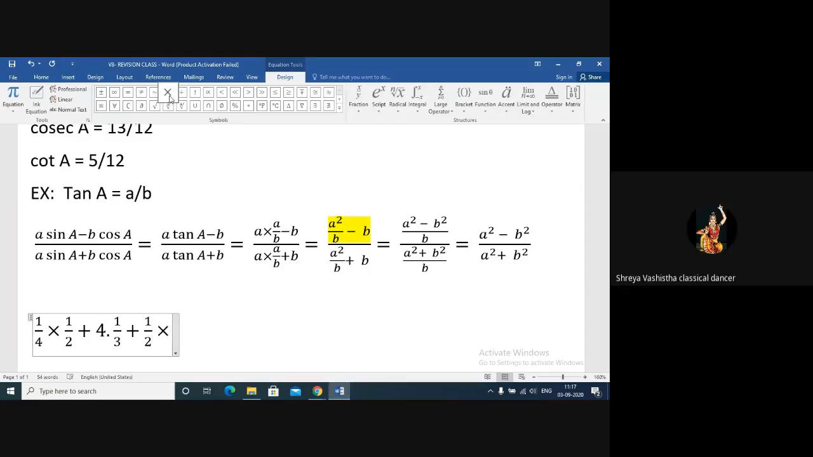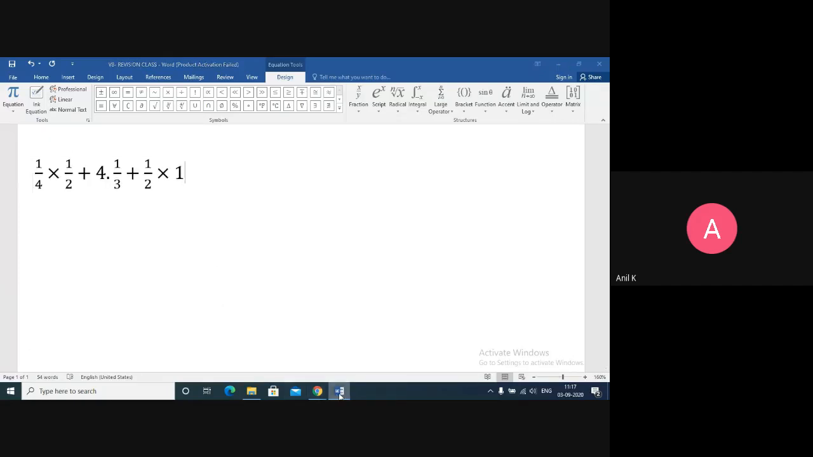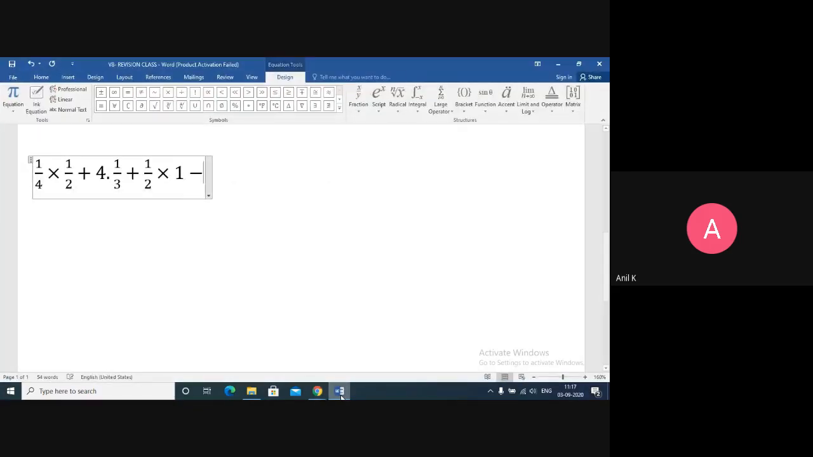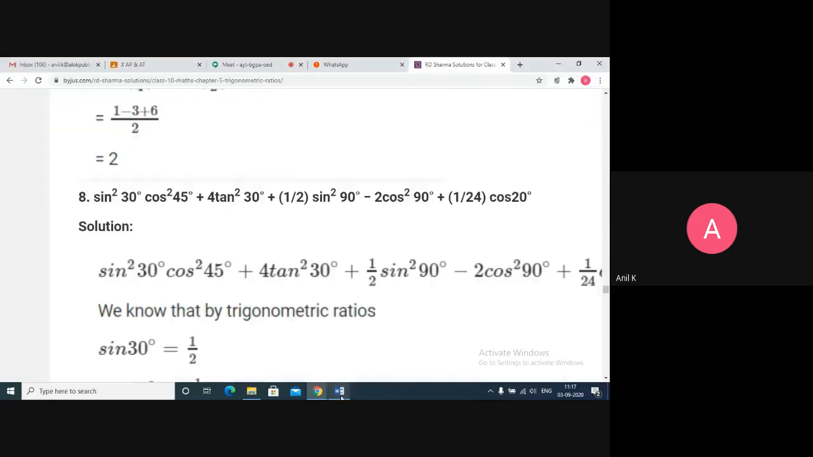Sin 90 value is 1. So 1 square is again 1 only. Substitute sin 90 minus 2 cos square 90. It is minus 2 multiplied with cos square 90. Cos 90 value is 0. 0 square is again 0 only. Just we have to substitute the values, nothing else we have to do.